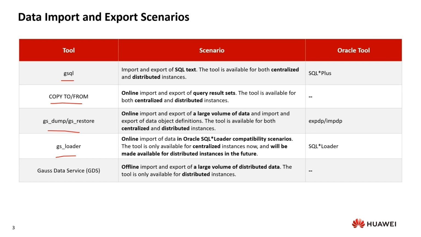And at last, the Gauss Data Service, GDS, is used to import and export a large volume of distributed data offline. So it is only available in GaussDB distributed instances. And this tool provides the advantage of multiple data nodes concurrently importing data, which improves the import efficiency. And the corresponding Oracle import and export tools are also listed on the right side.